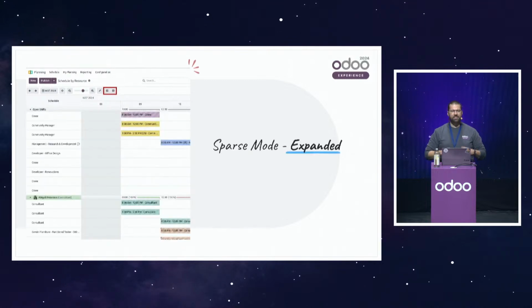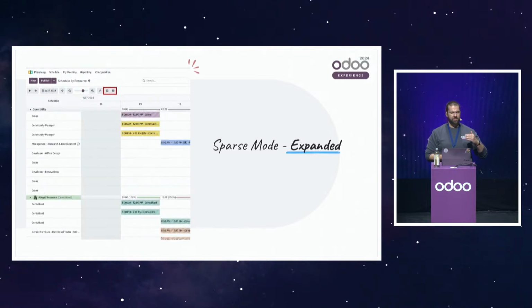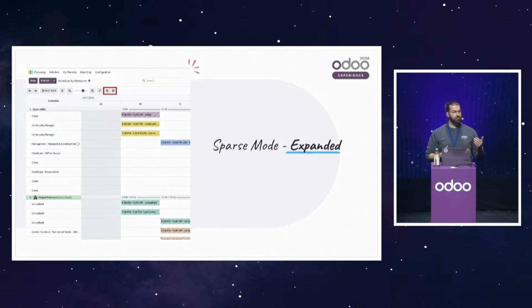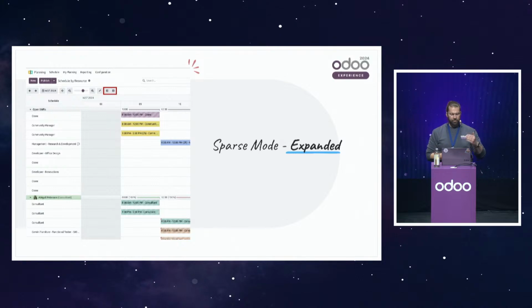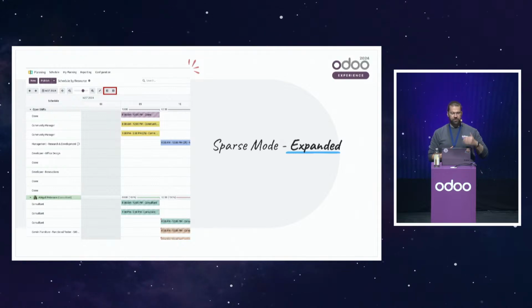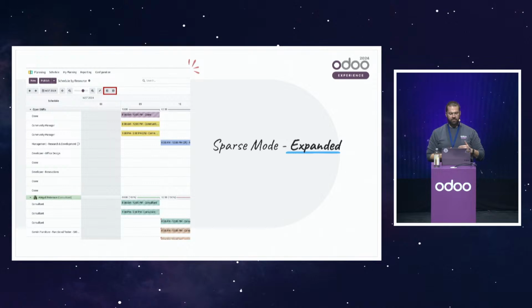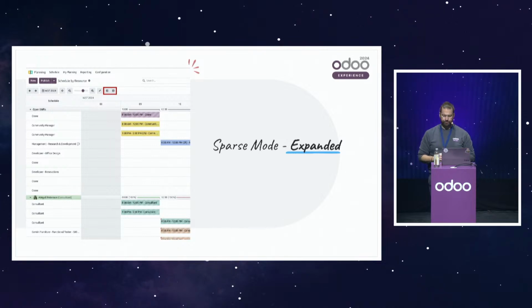Now, the sparse mode expanded essentially is going to show you every single possible resource that has something booked at the moment and what their utilization is. So for example, Abigail has X number of shifts, so you're going to see X number of lines based off of the different kinds of roles she can take.